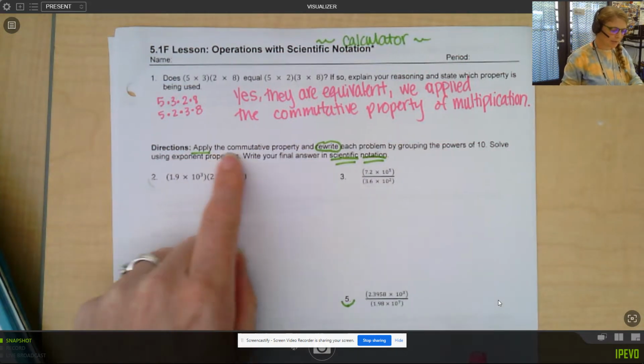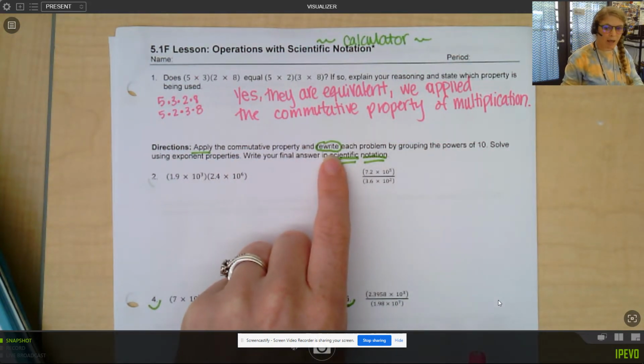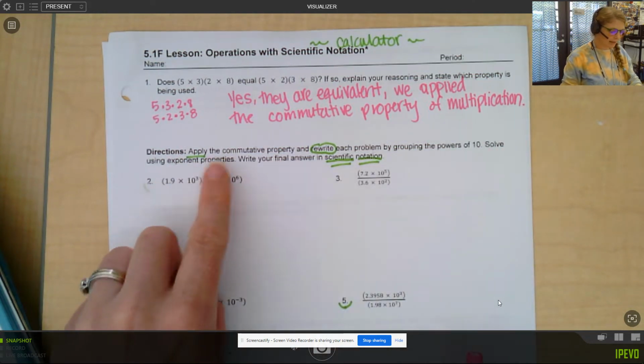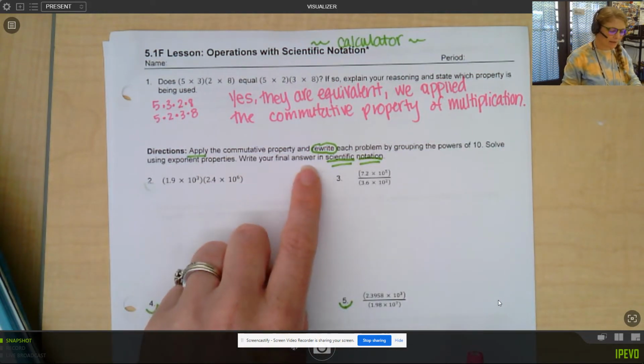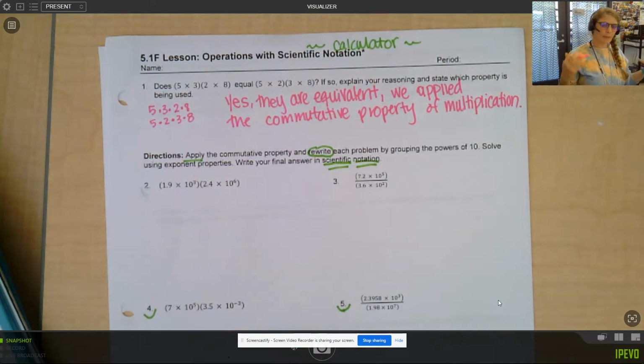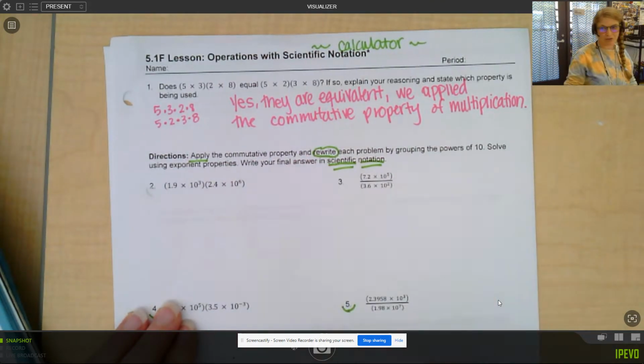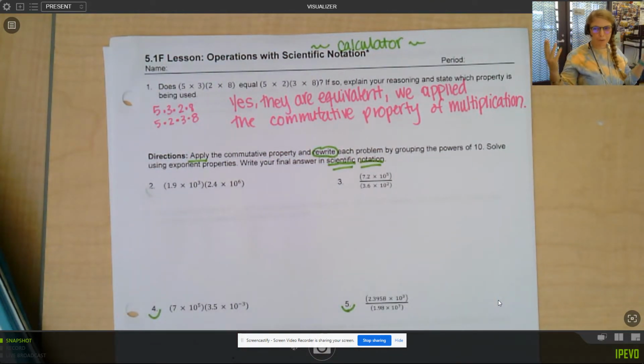So the next directions say apply the commutative property and rewrite each problem by grouping the powers of 10. Solve using exponent properties and write your final answer in scientific notation. So it's really important. You can't just grab your calculator and put these in there. You have to show your work the way the directions asked you. Oh, really? Yes, really.